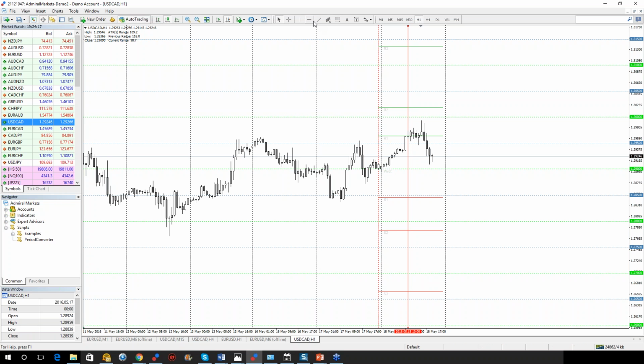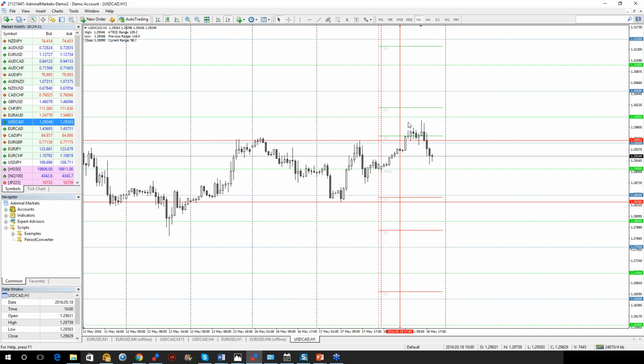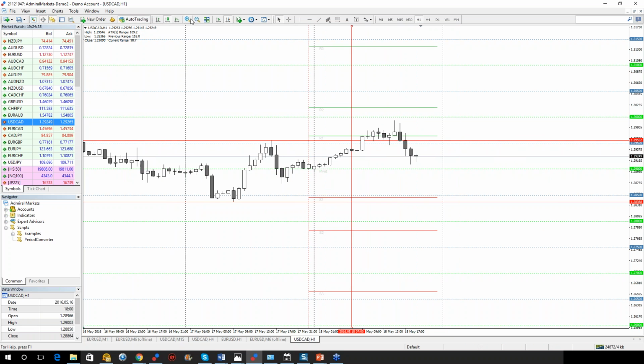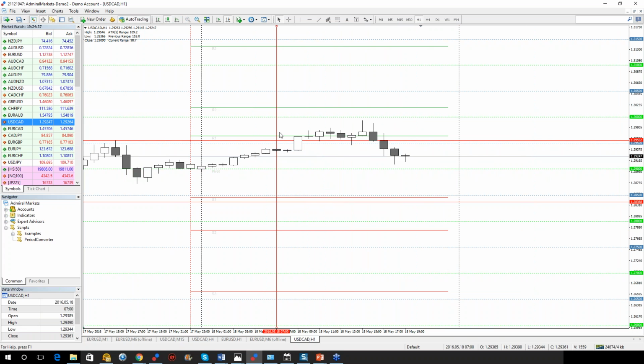Mark previous quadrant. Only one quadrant is needed, high and low. This was high, this was low. So these are important levels. And look, guys, where actually a fakeout happened. This candle was bullish. I will zoom it maximum. This candle was bullish, guys, because it went up. You see? It was bullish.